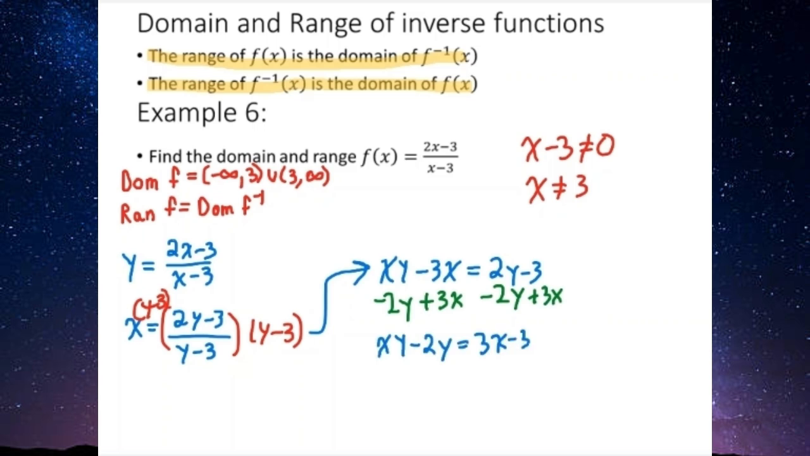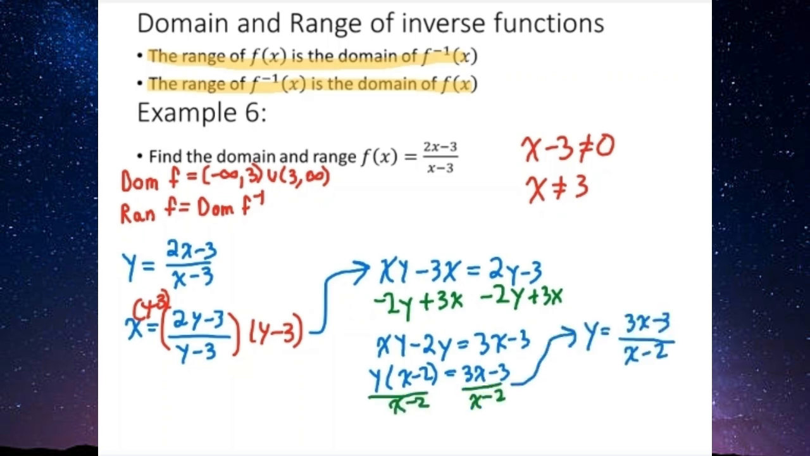And again, keep in mind, we're trying to solve for y, which means I want just a single y to appear in my equation. If I look at my left-hand side, which is the only side that contains y, we can see both terms have y as a common factor. So I can factor out y. Then I can divide both sides by x minus 2 to isolate y. And we get y equals 3x minus 3 over x minus 2, which means f inverse of x equals 3x minus 3 over x minus 2.